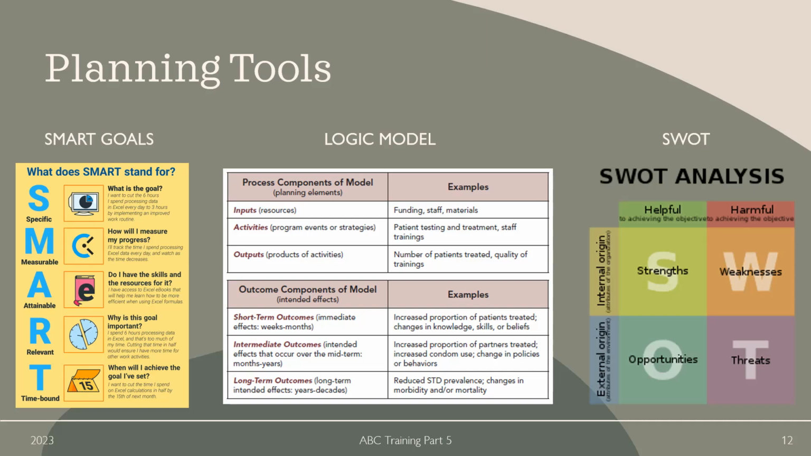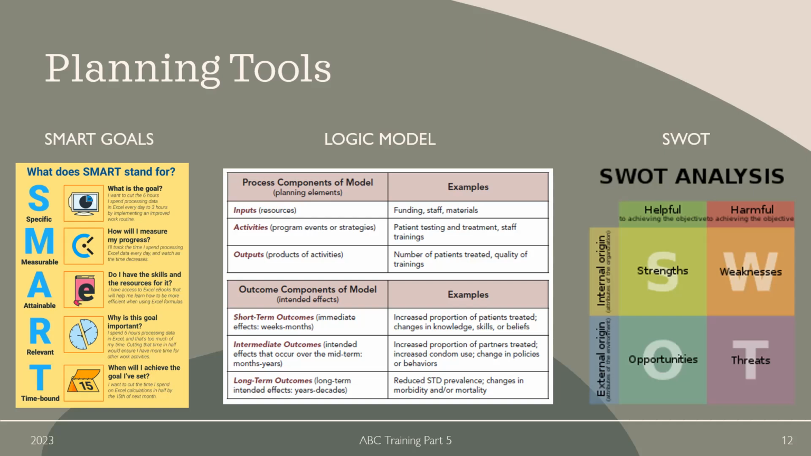Attainable: do you have the skills and the resources for this? If you don't, you may want to create a barriers list that reviews the barriers to the SMART goal. You also might want to list your resources as well. What do you have available to you? Relevant: why is this goal important? How is this connected to the mission? And time bound: when will I achieve the goal that I set?